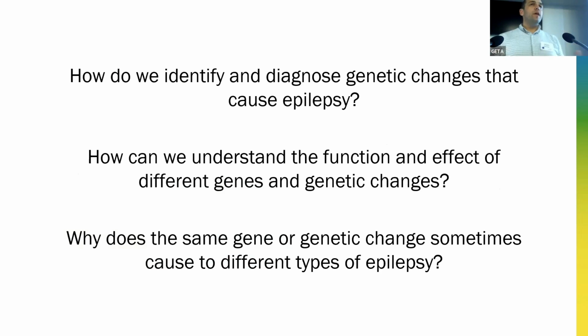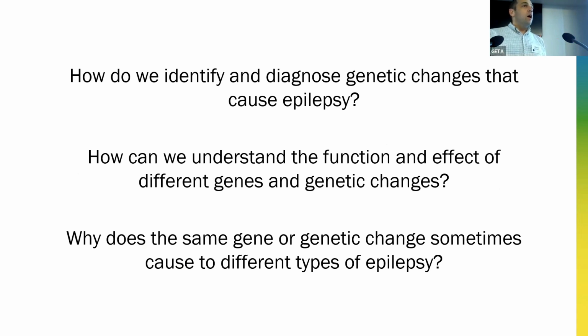So in this talk, I'm going to try and answer some of these questions. So how do we identify and diagnose genetic changes? Emma gave a great talk yesterday, and this is going to give you a little bit of the nuts and bolts behind, if you do genetic testing and you get a result, what actually has happened to identify those variants. How can we try and understand the effects or the function of particular genes or particular genetic changes?